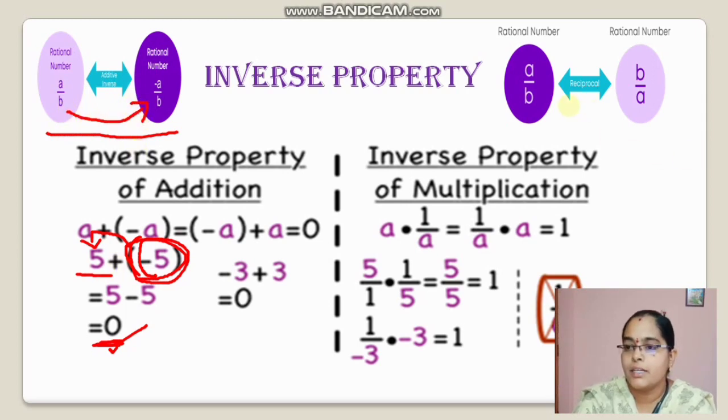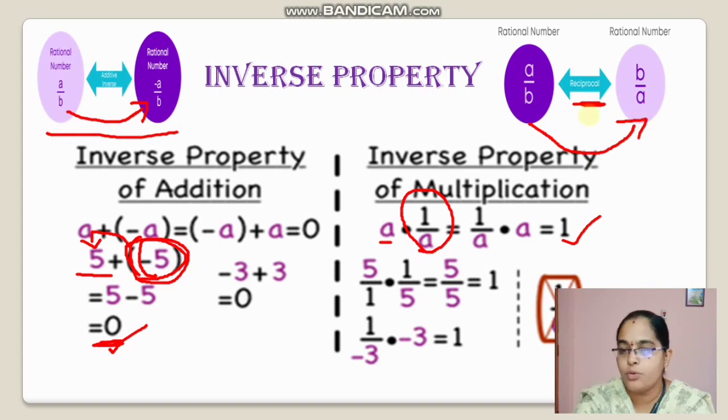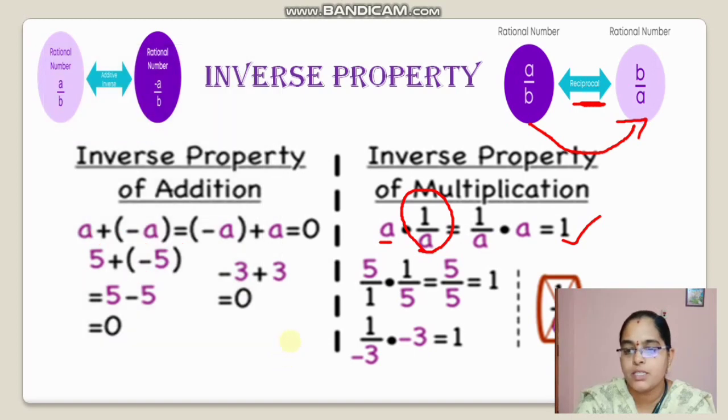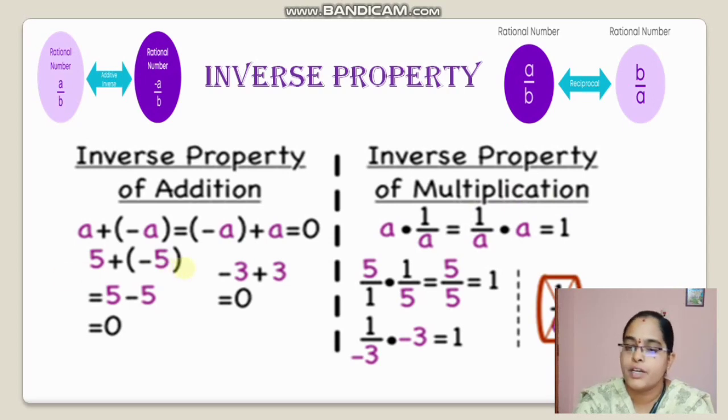Same like that in multiplication also, when I multiply a number with another number, I need to get the answer as 1. I get the answer as 1 when I multiply a number with its reciprocal. For example, if our rational number is a by b, then b by a is called the multiplicative inverse. Here also remember these two points: additive inverse is nothing but the minus sign of the number, and multiplicative inverse is nothing but the reciprocal of the number. So these are the properties of rational numbers.